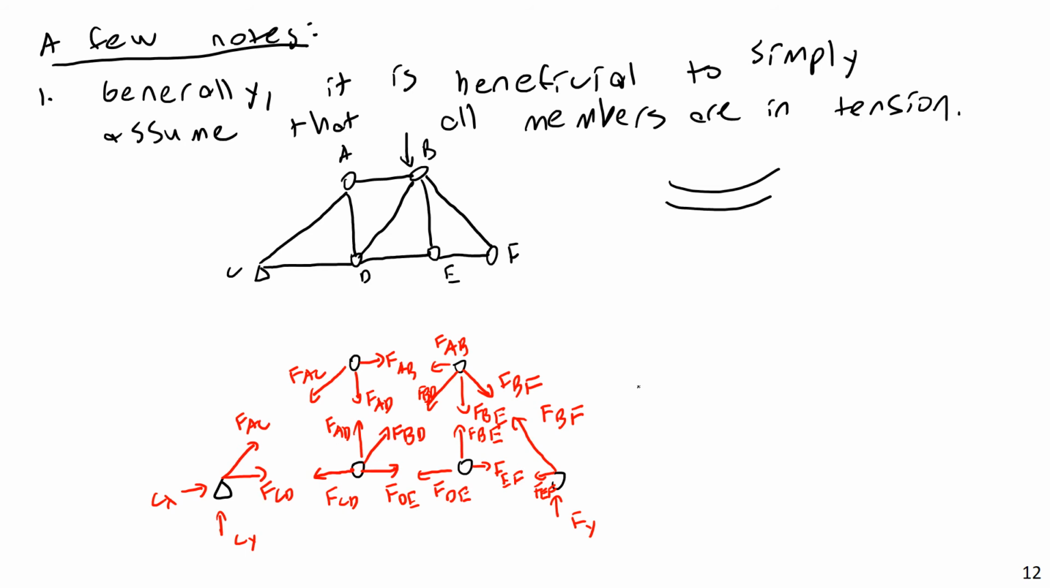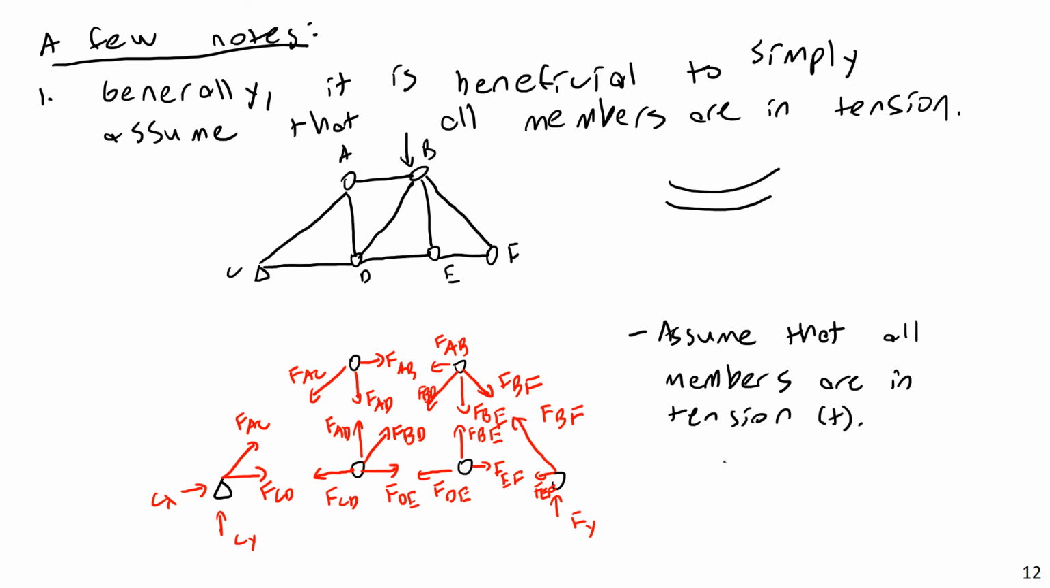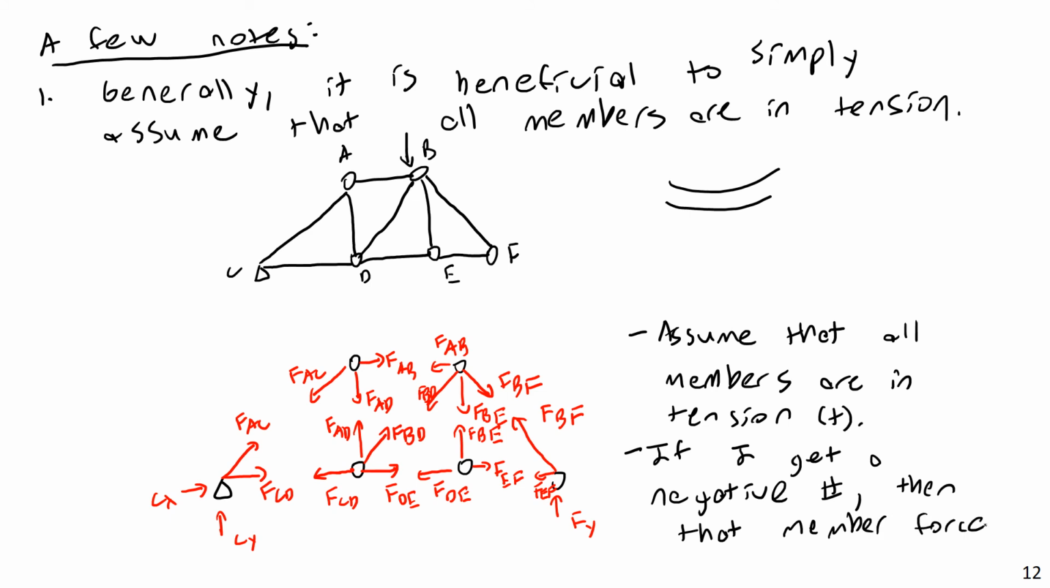Because generally what I do is I just go ahead and assume that every single member is in tension. And the really nice thing about this is if you remember, tension is positive. So effectively I'm assuming every member has a positive force in it, and then if I get a negative number, that simply means that member force is actually in compression.